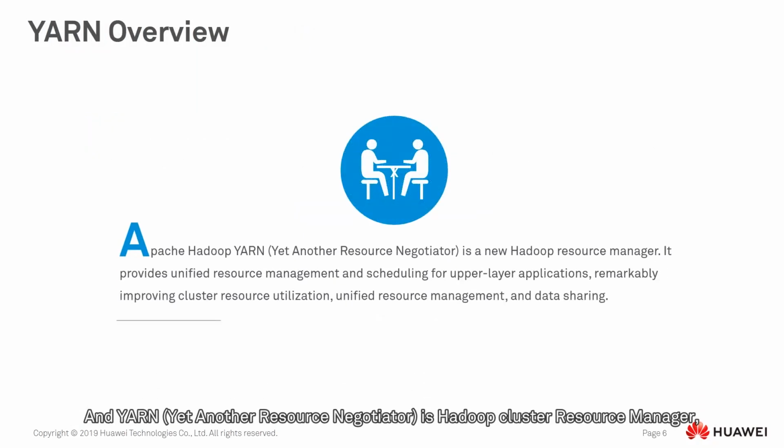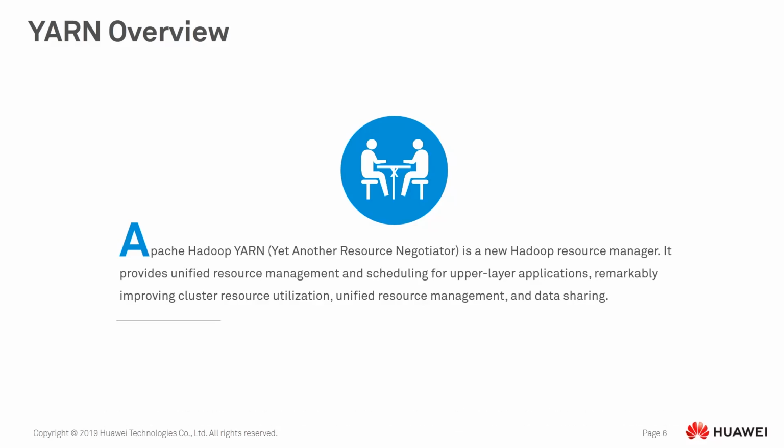And Yarn, yet another resource negotiator, is Hadoop's Cluster Resource Manager, providing resource management and scheduling for upper-layer applications. Why say another? Actually, there is a resource negotiator before Yarn, but it has many limitations, and it's not used anymore. So here I don't talk about it too much.